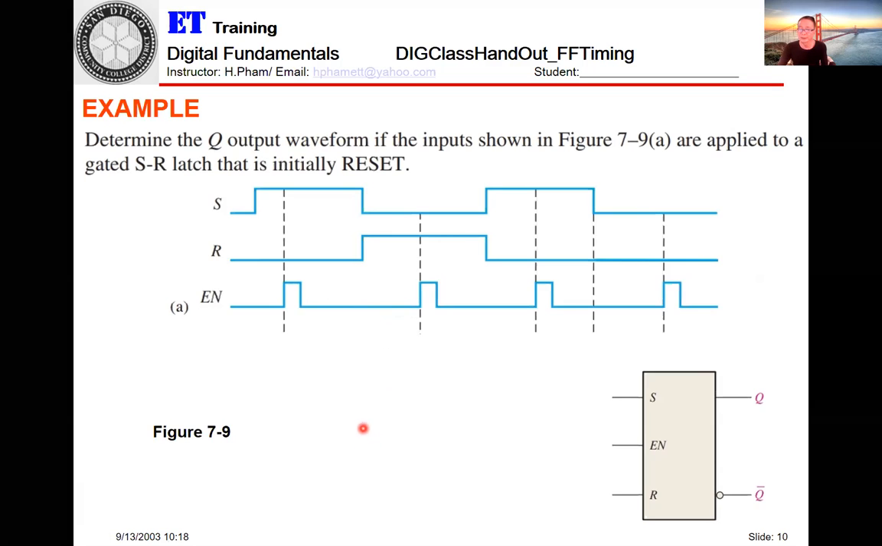If you want to know what Q equals, only when enable equals 1, you look up S equal 1, R equal 0. This gives you the symbol right here, active high. S equal 1, Q has to be 1. R equal 1, Q has to be 0. But when enable equals 0, you don't need to look at S and R. Q has to be no change. Okay, that is how the output looks.